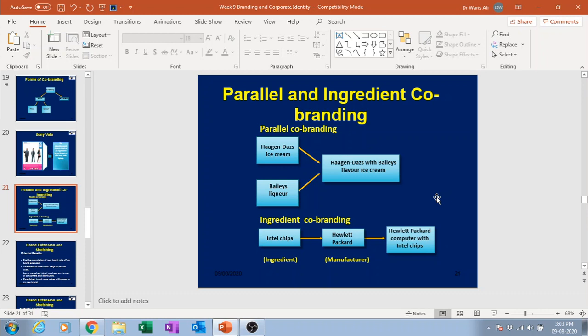Similarly, sometimes we go for parallel co-branding. Parallel co-branding means Häagen-Dazs ice cream uses a liqueur, and the name they use in their ice cream is Häagen-Dazs with Baileys flavor ice cream. So this is parallel co-branding. You need to know what is meant by parallel co-branding and what is meant by ingredient co-branding. So I hope you have understood co-branding, and co-branding can be made in two ways: parallel co-branding and ingredient co-branding.